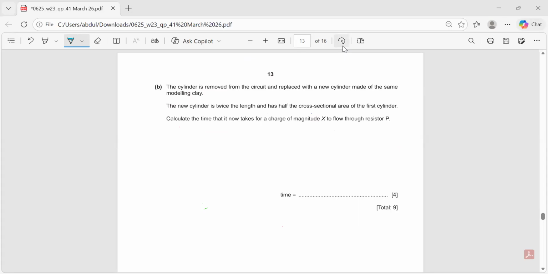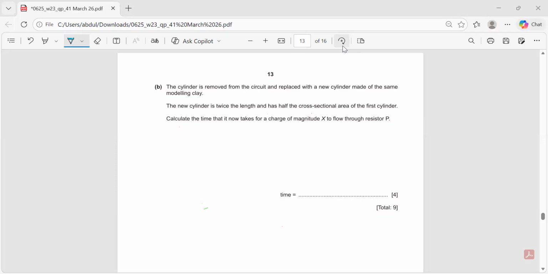Now this question itself is 4 marks. Yesterday I did it, but I want to redo it by myself. Yesterday we were actually stuck at one point. Then I redid it and we did it, but let's repeat it again. The cylinder is removed now. That is the purpose from the circuit. The cylinder, meaning the modeling clay cylinder, is replaced with a new cylinder made of the same modeling clay.